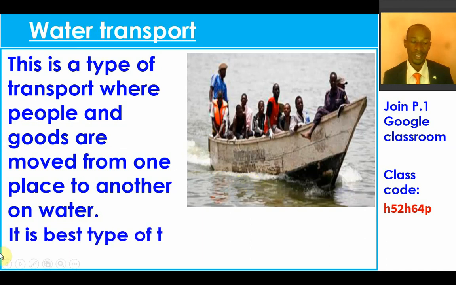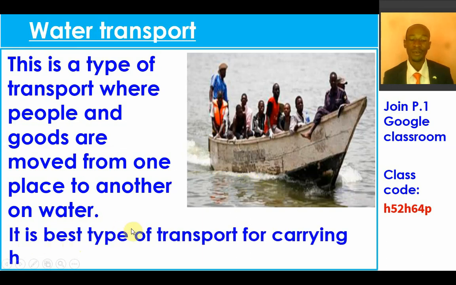Then take note of this. It is the best type of transport for carrying heavy goods. Yes, water transport is the best type of transport for carrying heavy goods. Why are we saying this is the best among the four types of transport that we are looking at?